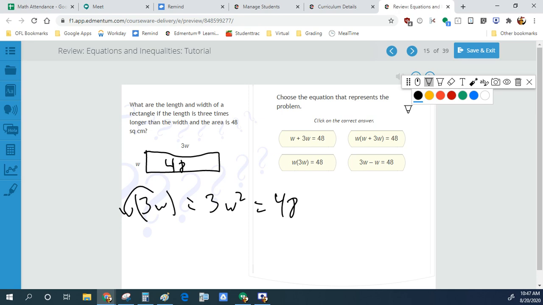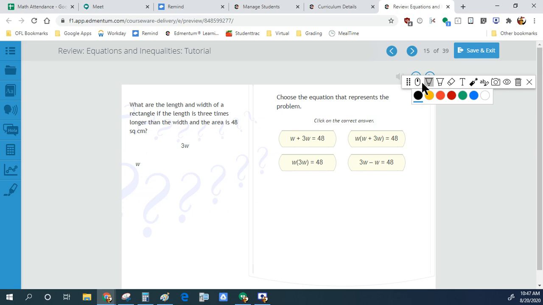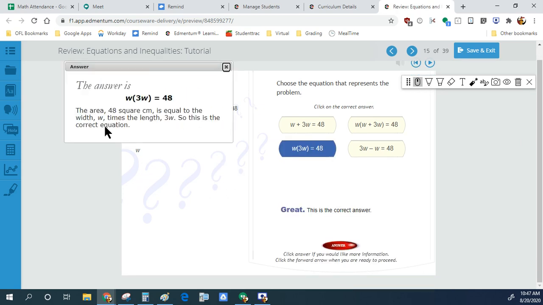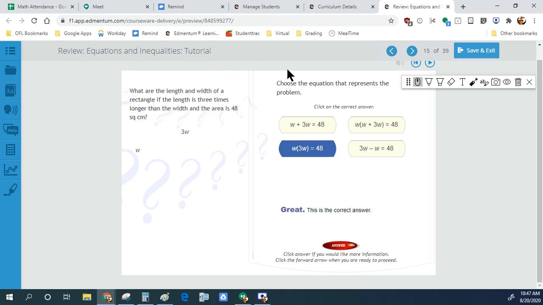So, wait, is it width and the area is this? Oh, they just didn't distribute it. So this is one of the reasons why I like you guys writing your work, because you never know what the problem wants to have here. So in this case, they didn't want us to distribute it, so they just wanted this as our answer. And right here it shows us area equals length times width. So if you guys are ever in doubt when you guys are doing your practice problems, click this answer button and it'll show us.